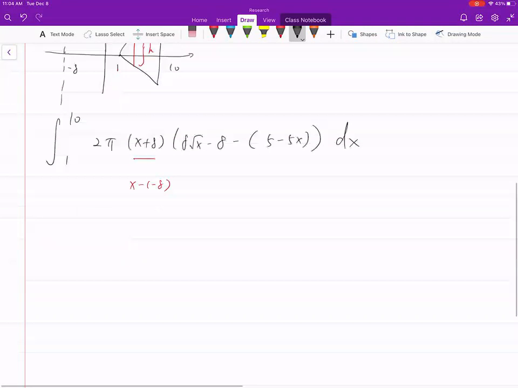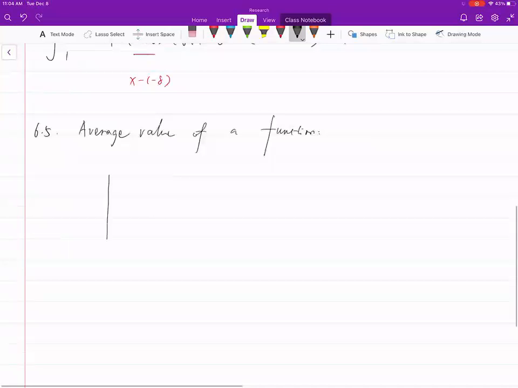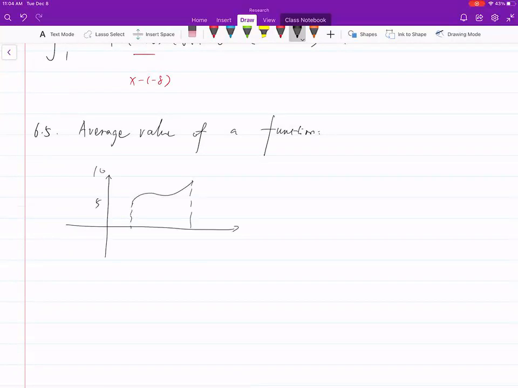All right. If no question, let's finish the last section, which is the average value of a function. Okay. Our goal is quite simple. We want to take a function. You can see sometimes it's 5, sometimes it's 10, sometimes it's 8, sometimes it's 7, on an interval from A to B. Okay. After that, I want to find the average value of this function.